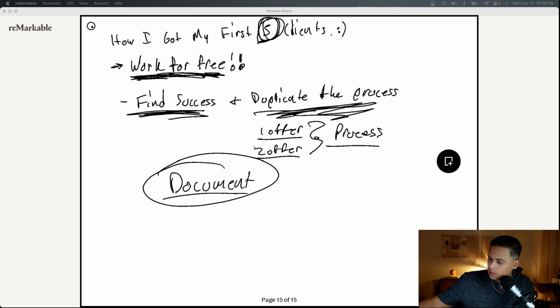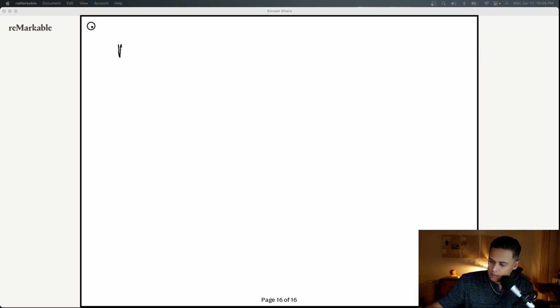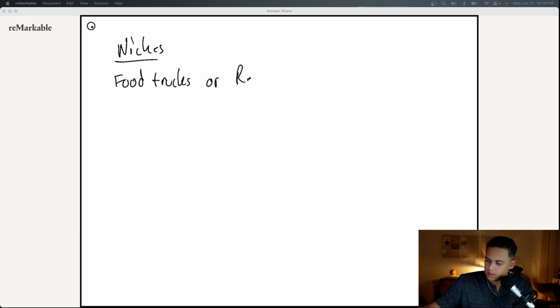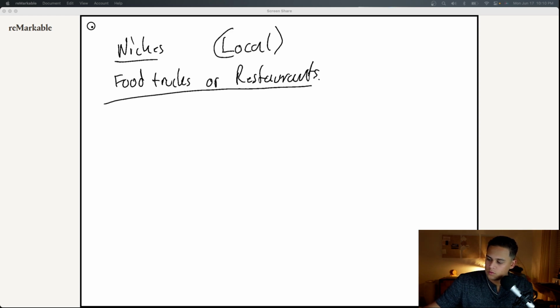The main niches that I got into at the beginning when I first started going after clients was either food trucks or restaurants. Main reason being is, and these are all local. You want to stay local at the beginning. You don't want to venture out a whole lot. You want to stay local.